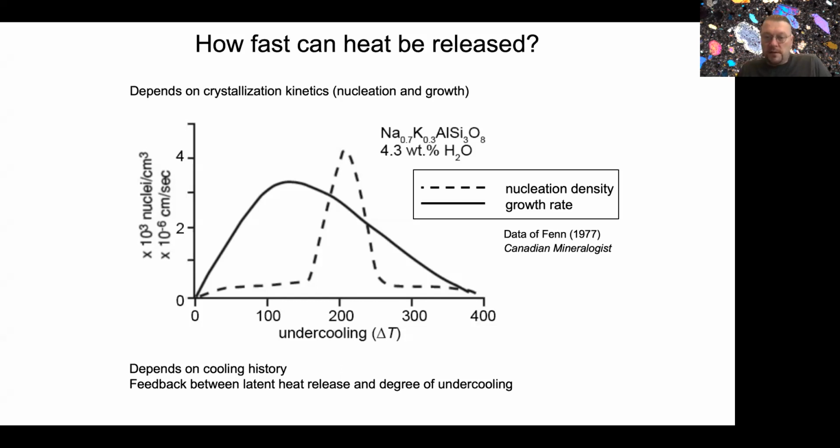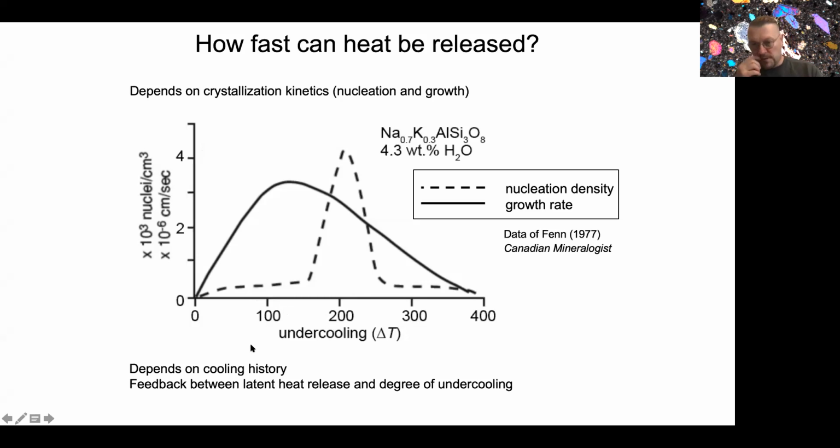What we see here is a compilation of experiments from Phil Fenn in 1977, doing crystallization experiments on a hydrous feldspar melt, not too different in composition from the granite and obsidian we were just looking at. On the y-axis is nucleation density and also growth rate. The x-axis here is undercooling. So 0 at the left, this is the equilibrium liquidus temperature, where crystallization would start. And then we're going hundreds of degrees below that.